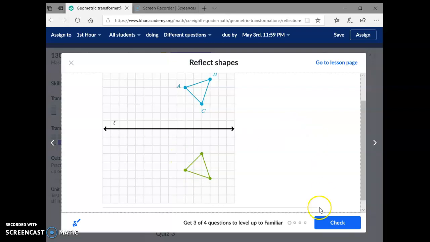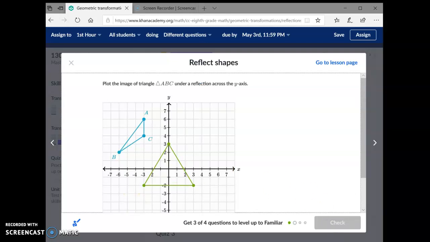Okay, so again, this is the line that it is reflecting. So if we imagine this as a piece of paper and we fold it in half, it's going to look the exact same on both sides when we look at it all together. Okay, next question here.